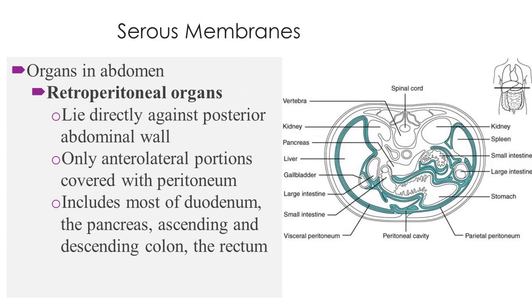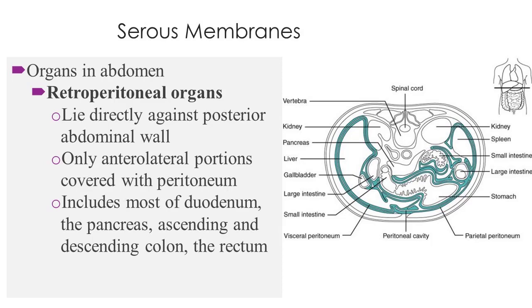retroperitoneal organs. What does the term retro usually mean? Backwards. If something is retro, it's kind of older, but in this case, you're going back in time. In this case, we're going backwards away from the peritoneal cavity, and these organs and part of these organs are going to be directly against the body wall. Only the anterior, or the part that's toward the peritoneal cavity here, only that part's going to be covered with a peritoneum. So it's not going to be completely covered.